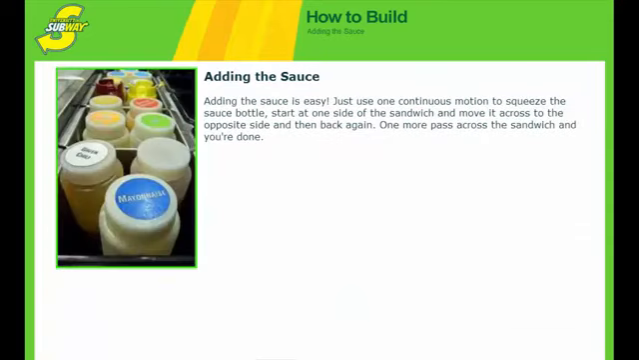Adding the sauce is easy. Just use one continuous motion to squeeze the sauce bottle. Start at one side of the sandwich and move it across to the opposite side, and then back again. One more pass across the sandwich and you're done.